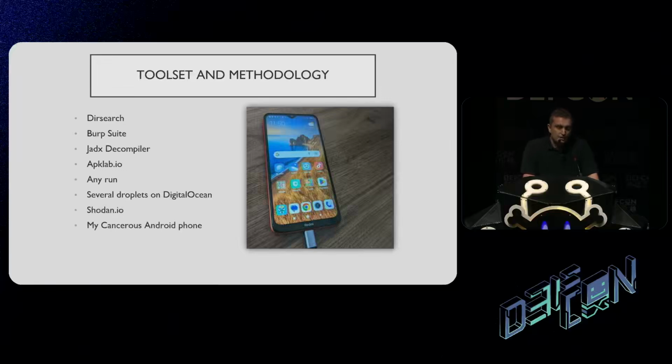The tools that I used, as I said, my trustworthy dirsearch, Burp Suite, JADX decompiler so that I could try to decompile some Android stuff. I'm not that good, as I said, I'm a simpleton. apklab.io and Tria.ge as the sandboxes. Several droplets on DigitalOcean so that I can avoid blacklisting. Shodan.io so that I can find more of the panels. And if all else fails, my cancerous Android phone that at some point was running 10 different malware.